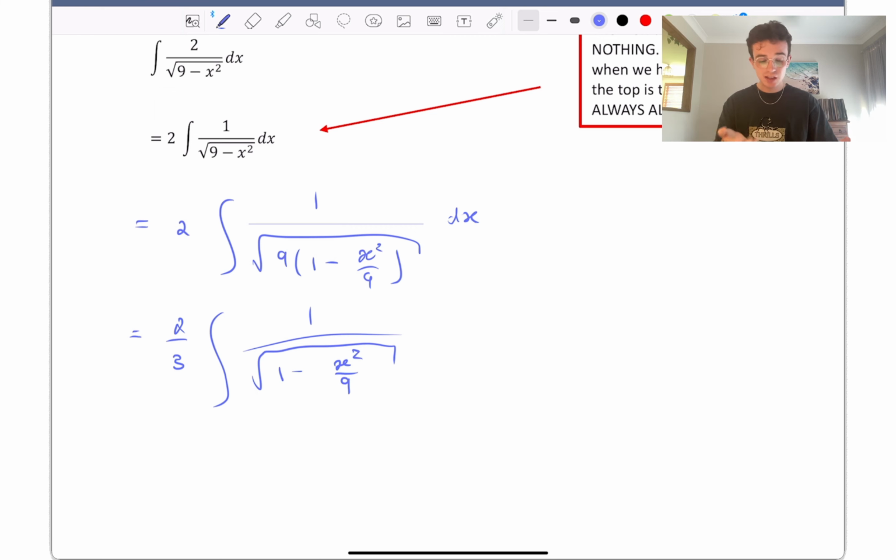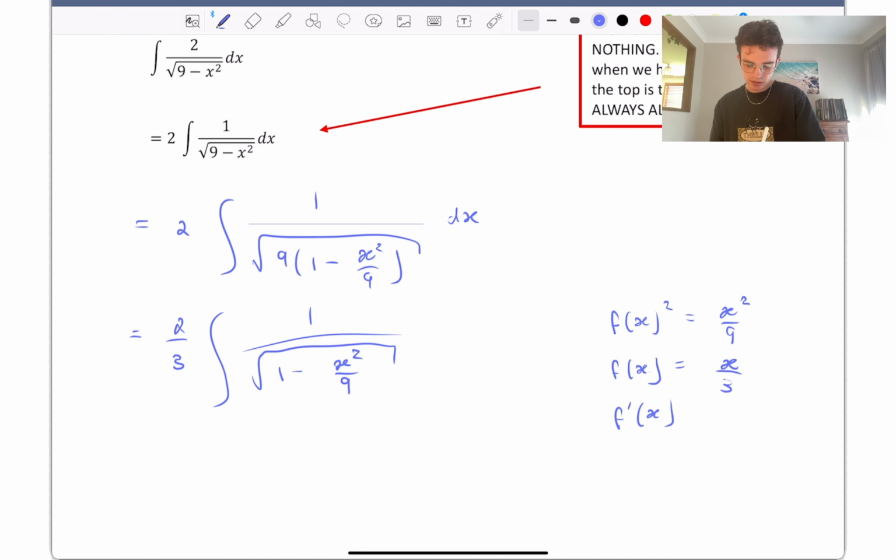Now this is where I don't really see the textbook doing this, but this is how I learnt it, so I'm going to show you that way. So I like to say over to the side, f of x squared is equal to x squared on 9, which means f of x is equal to x on 3, and f dash of x is equal to 1 on 3. So if we differentiate 1 on 3 x, we get 1 on 3.